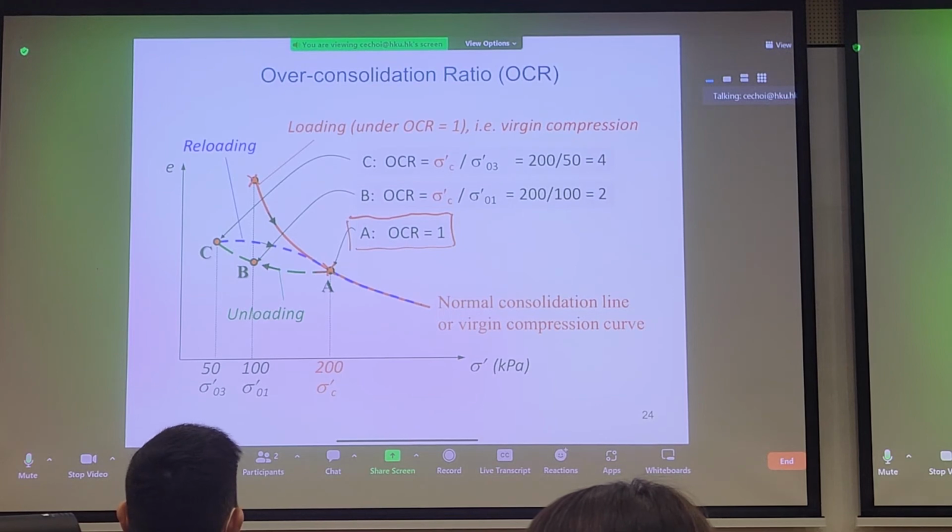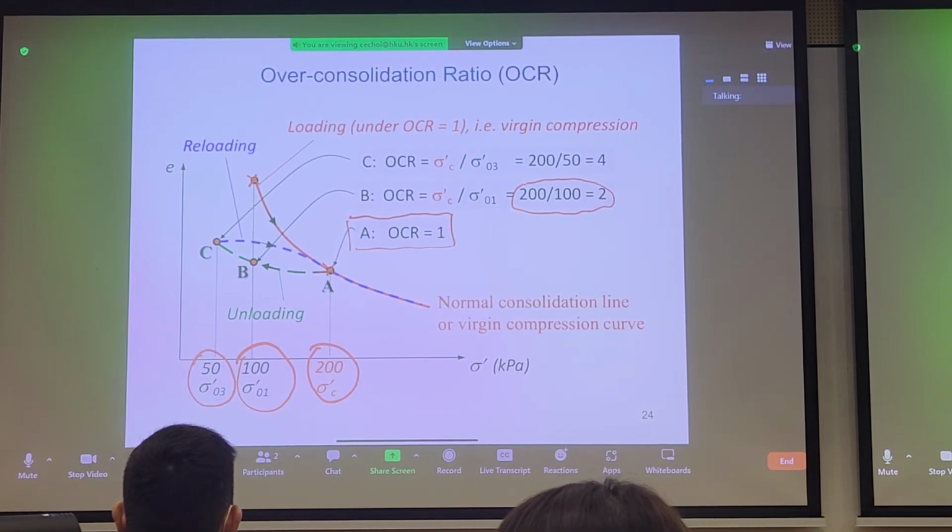If we unload to stress point B, what's our effective stress level now? Effective stress level is 100, but what's your pre-consolidation pressure? Your pre-consolidation pressure is still 200, right? So at point B, if you calculate the OCR, 200 over 100, then you get an OCR of 2. If you further unload the soil to stress level point C, which is 50 kPa, then you'll get an OCR of 4. And this is perhaps a heavily over-consolidated soil.